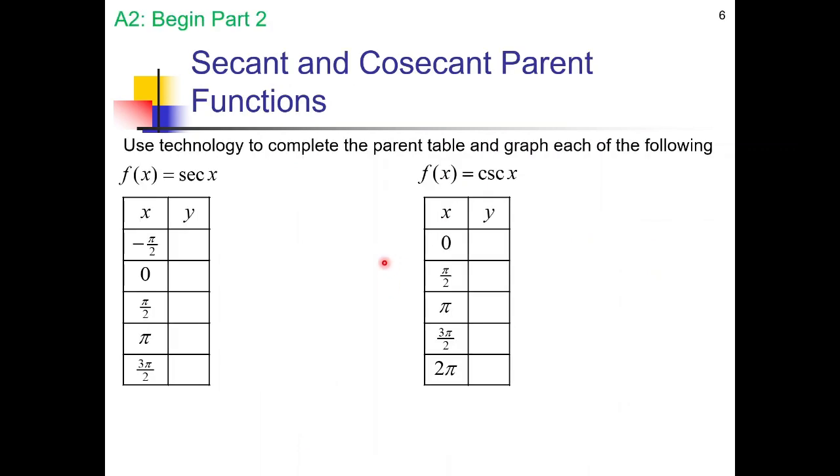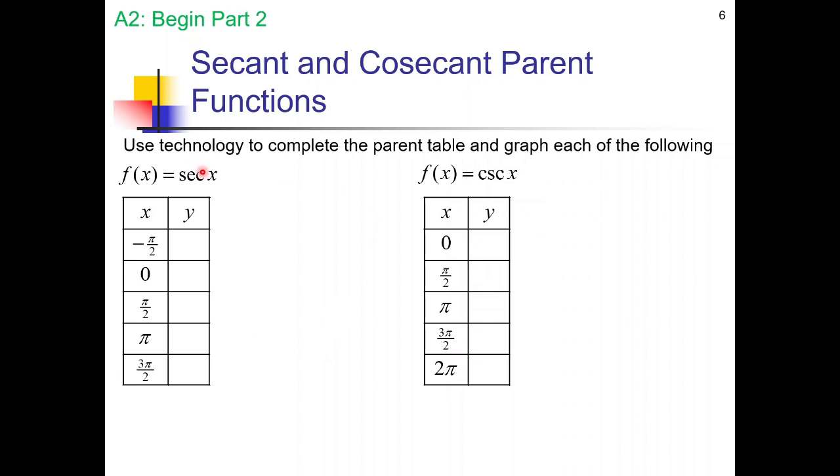Welcome back. If you're rejoining us from the CP version of the course, if you're on the honors, then you're just continuing on. So we've got two more trig functions for you, secant and cosecant, and two more parent tables for you to go with those. So just like we did before, pause the video and fill out these tables using Desmos, and then also use Desmos to help you figure out what the graph of this thing looks like, and we will bring it back together in just a moment.